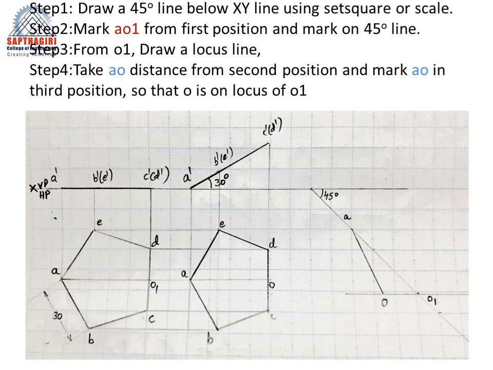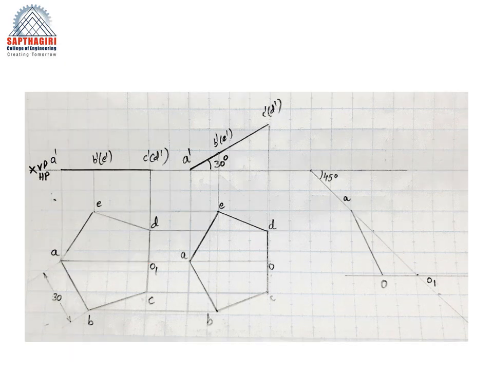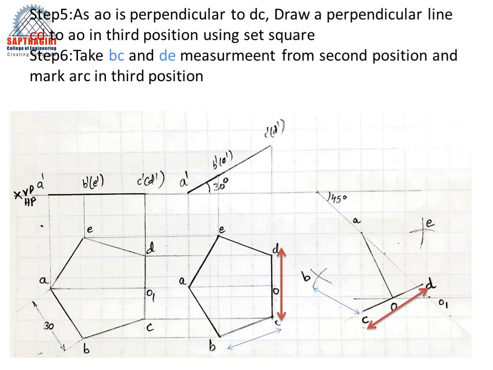This line represents the locus, and then take the apparent length AO, with A as center, and directly mark O. The apparent length AO has to be drawn to the third position, which is simply represented with these colors, where AO1 is first taken and marked on the 45-degree line and a locus drawn, and then AO is taken from A as center and O is marked, which is represented as shown.